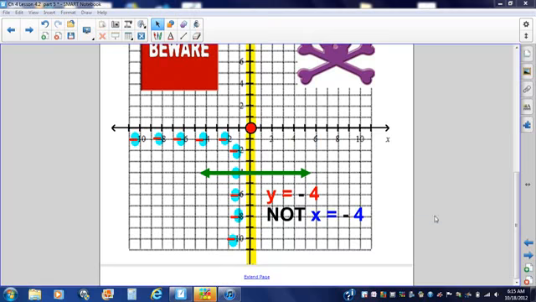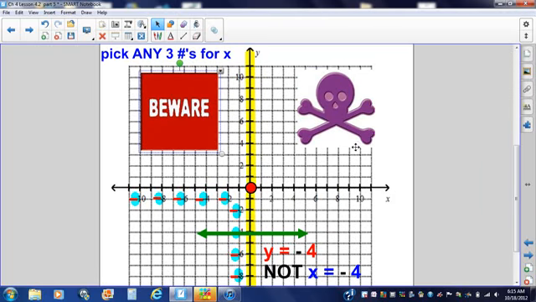Last graph. On the same piece of graph paper, draw yourself a line right here going horizontal side to side at -4. Make yourself a note. This line is for the equation y equals -4, not x equals -4. So beware, danger, these are very easy to flip.